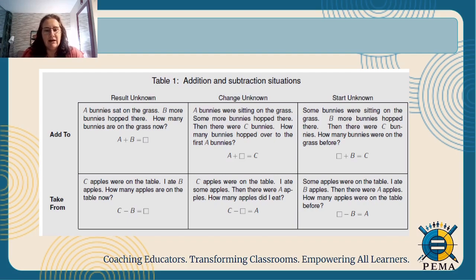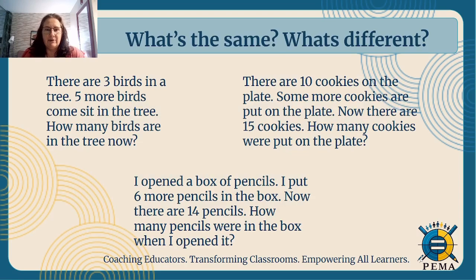So if we have some and we add to it, we're asking what's the total now? That's the result. If we have some and we add to it, but we don't know how many we add, then the change is unknown. And if we add to and we know the total, but we don't know how much we started with, and that's what the question's about, that's a start unknown problem. So let's practice thinking about it. Let's go back to those three problems.